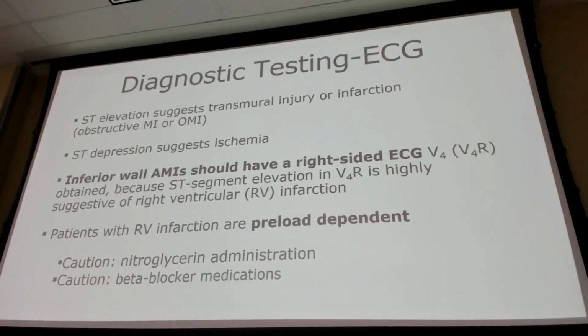Like I said earlier, inferior wall MIs, we need to get that right-sided EKG so we get that V4R. And then anybody with a right ventricular infarction, they're preload dependent, so we don't want to give the nitroglycerin. We don't give beta blockers for that, which we don't give the beta blockers anymore initially for these patients.